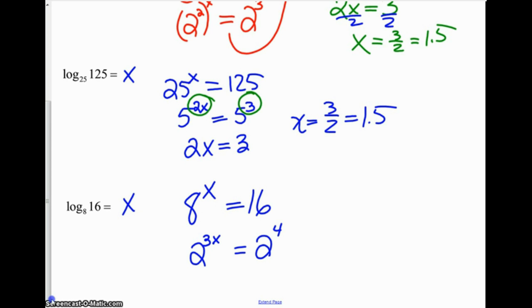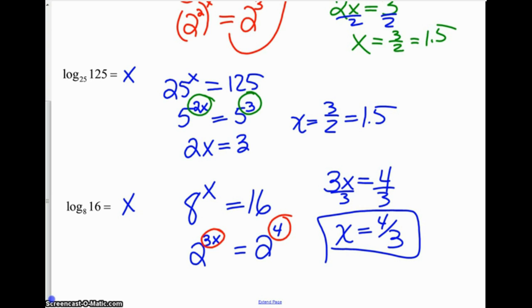Again, once you have matching bases, in other words the bases are identical, the exponents must be the same. 3x must equal 4. If 3x equals 4, then x equals 4/3. And go ahead and just leave these in fractions. I think that's our best way.